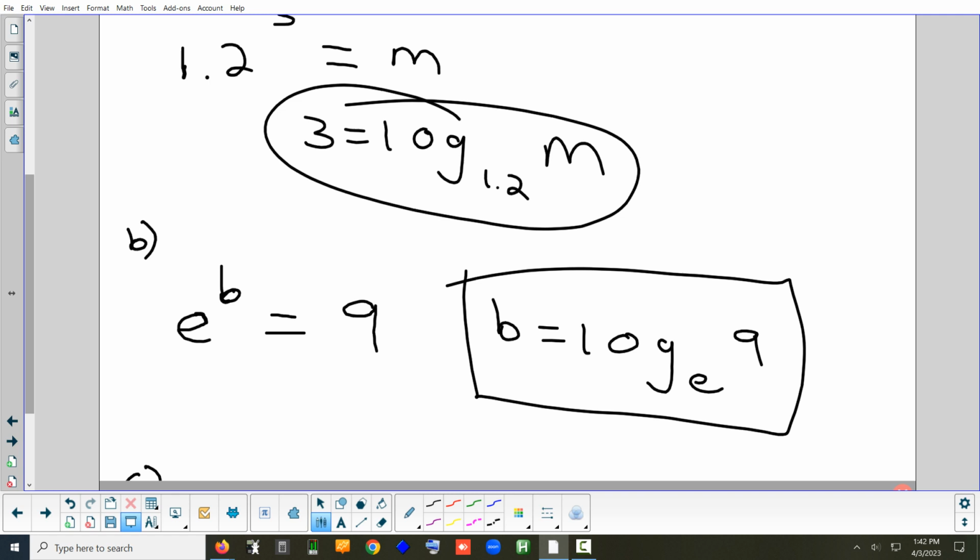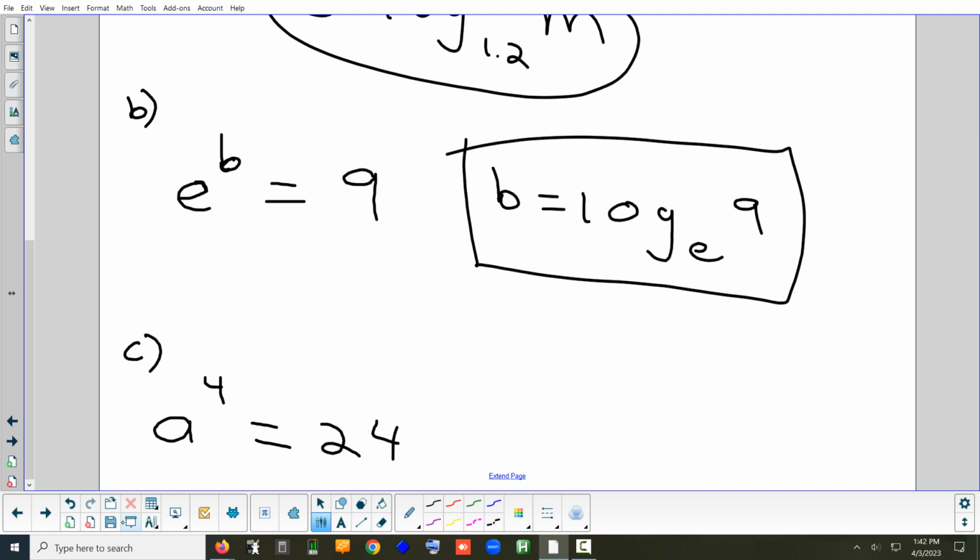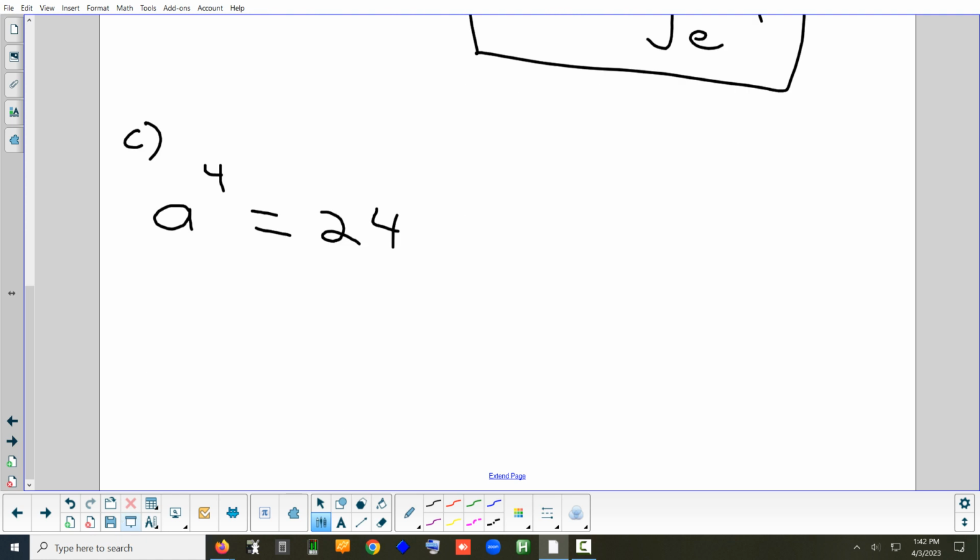Question on that? Try one more of those, and then we'll do something different. Okay, 8 to the 4th equals 24. Changing it to log. What's the first thing I'm going to write down? Without this, we wouldn't know that it's a logarithm. Yep, I'm going to start by writing the word log.